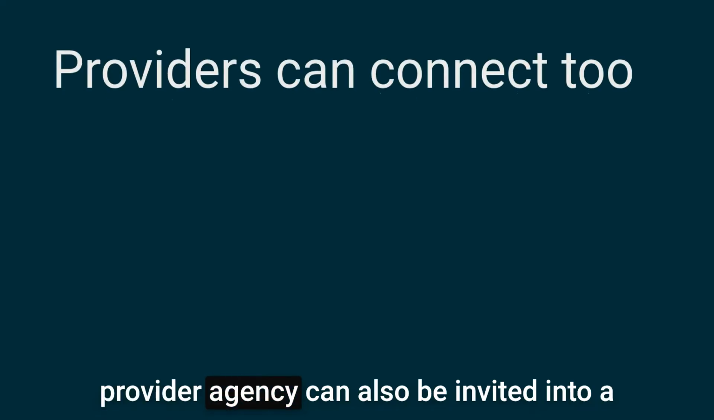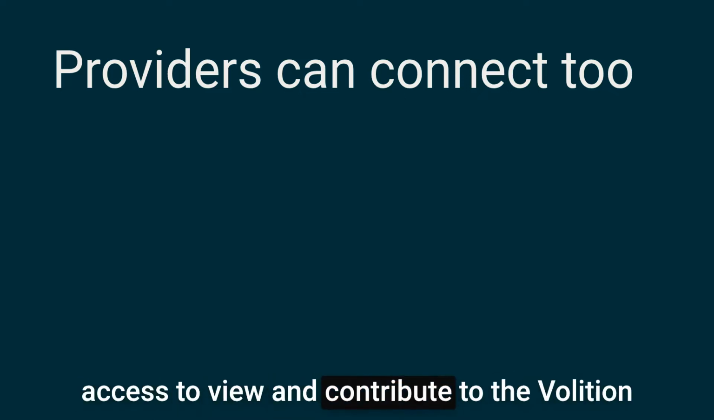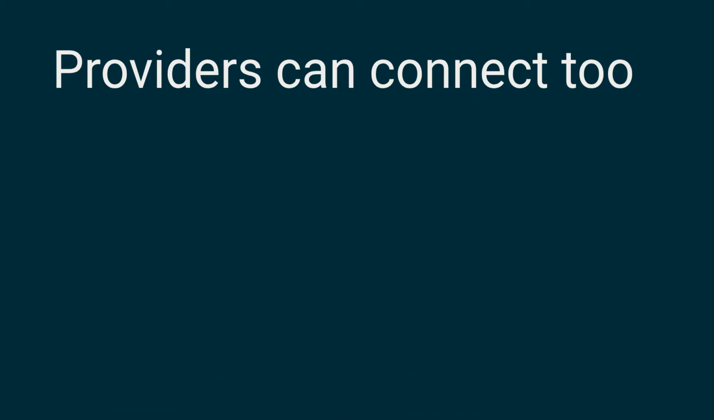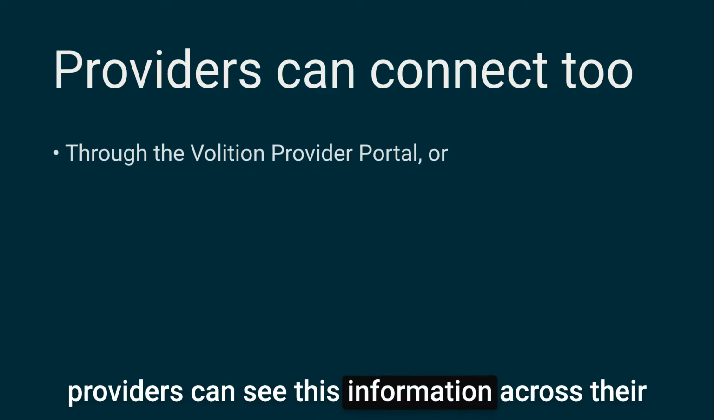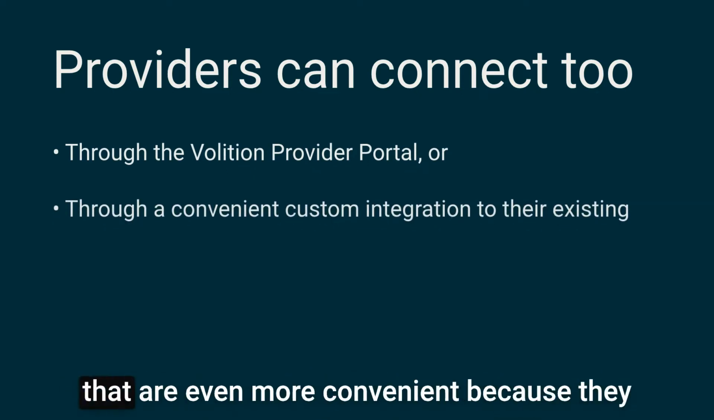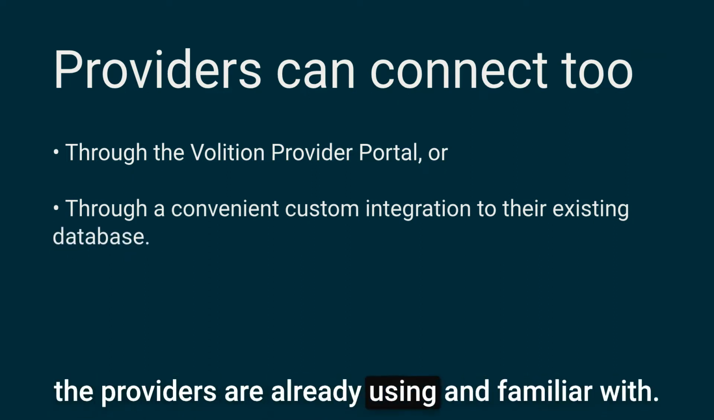A provider agency can also be invited into a circle of support, which gives that agency access to view and contribute to the Volition dataset of the people that they support. We're working to build a provider portal so that providers can see this information across their entire service, and to build custom integrations that are even more convenient because they display the Volition data in the databases that the providers are already using and familiar with.